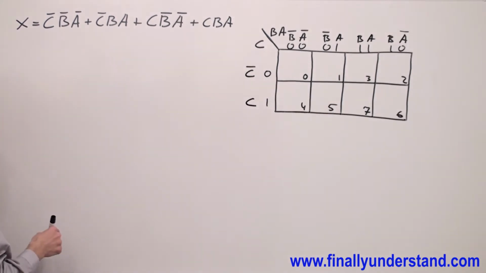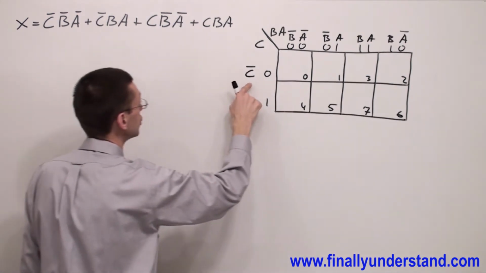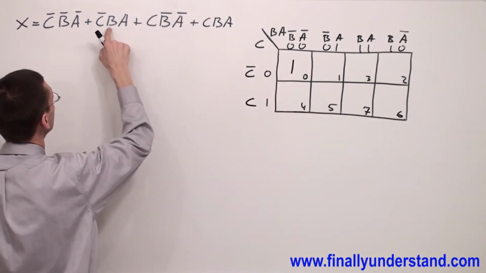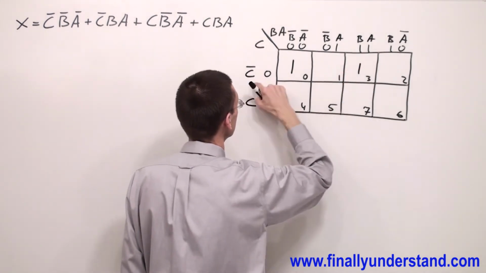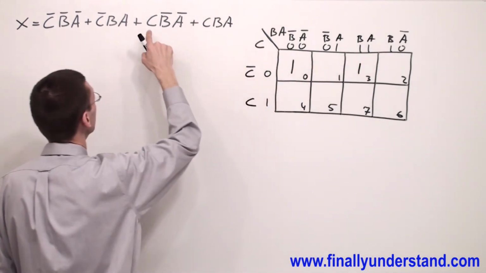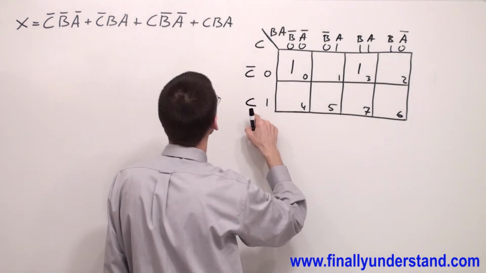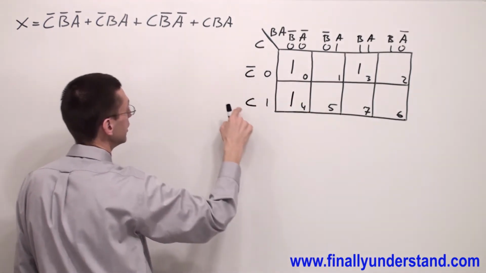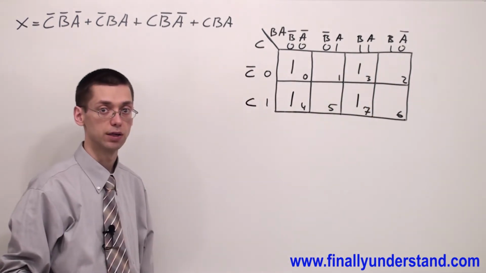Next, I'm supposed to place the ones in the proper cells. I have cell C naught, B naught, A naught. This is this cell. Next, I have C naught, BA. C naught, BA is here. Next, I have C, B naught, A naught. C, B naught, A naught is over here. And next one we have CBA. I have 4 ones.